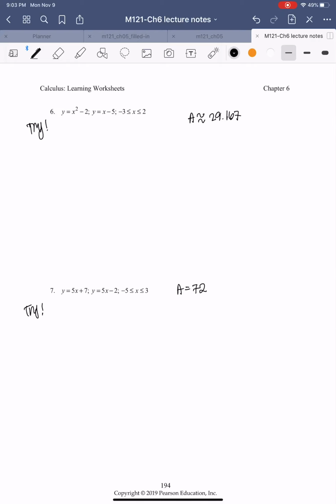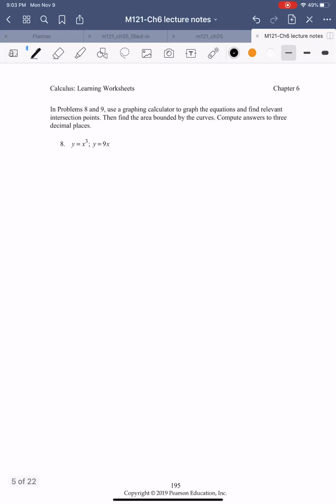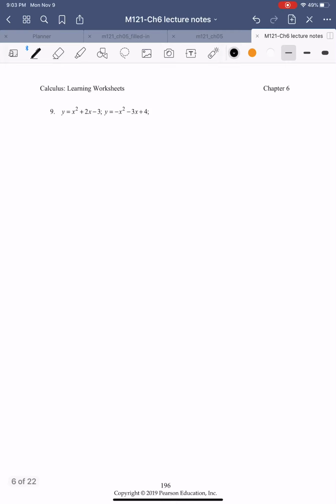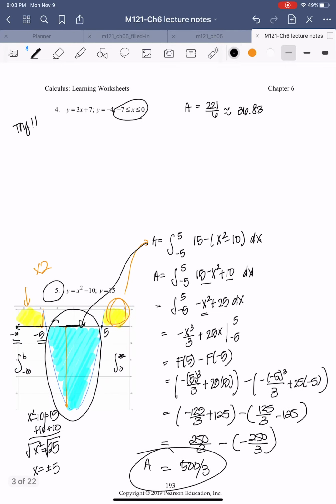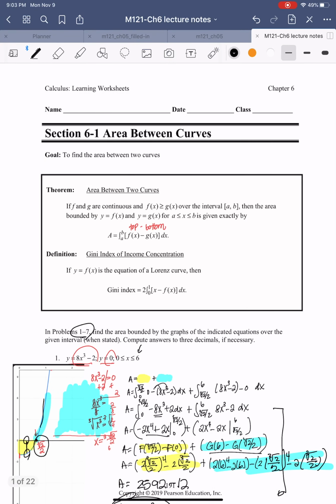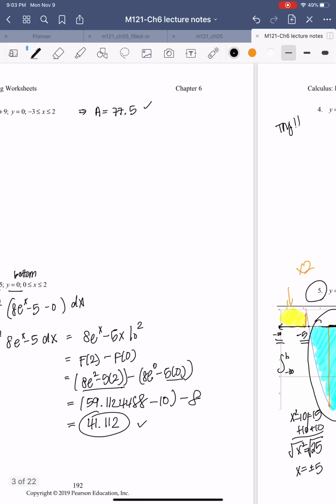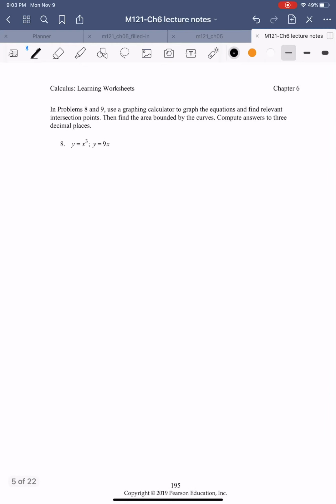All right, 9 and 10. Actually, 9 and 10 is exactly the same. 8 and 9 is very similar to number 5. 1 through 7, they ask you to just graph it and then do it, but I've been using the calculator to check. That's what it is.